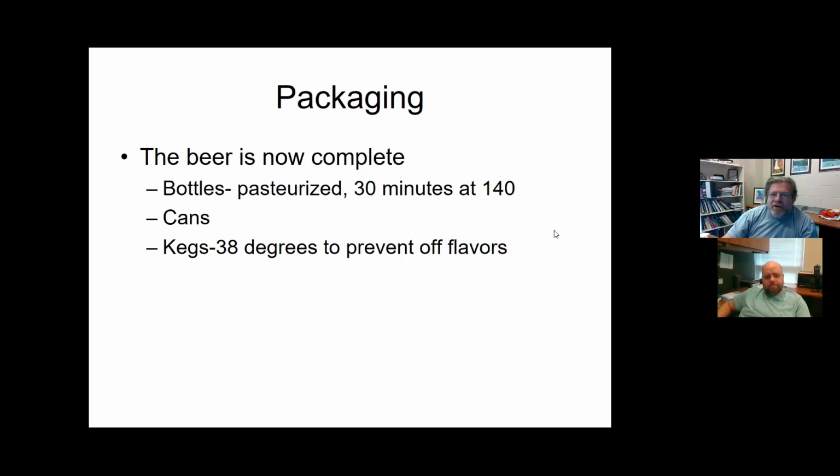Beer, especially in kegs, is alive. It still has some living yeast present in it. So it's important to keep it cold, because if not, it will continue to have biological processes in it and can develop some off flavors.